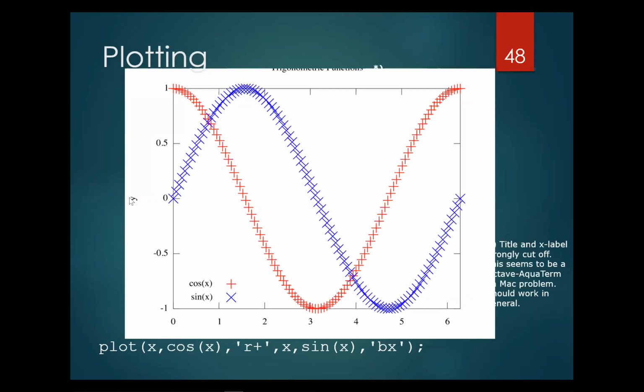So you can see our y here, our x is supposed to be here, but it was chopped off. And then the title is also chopped off. And then this is the legend, indicating that the red cross is for cos x, and then the blue times is for sine. So that is what we have.